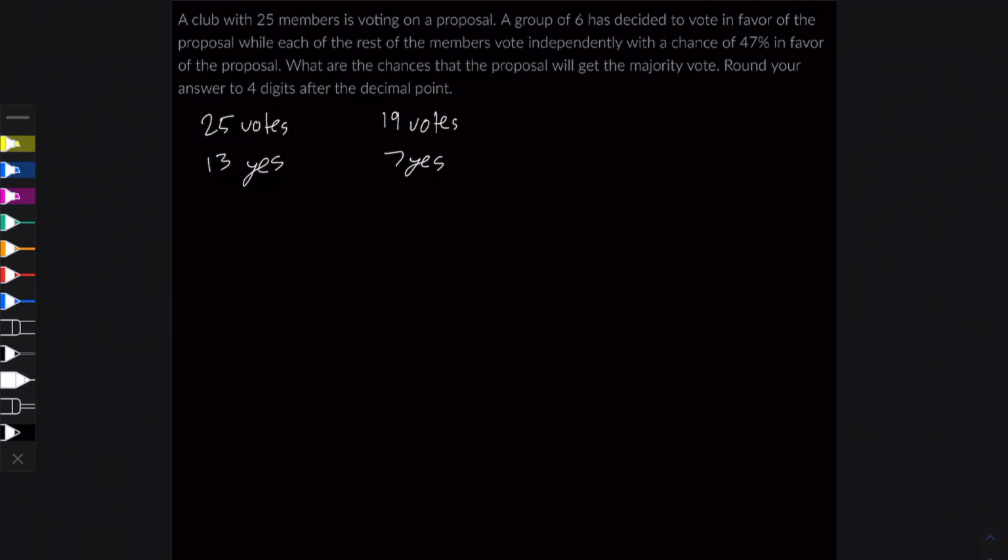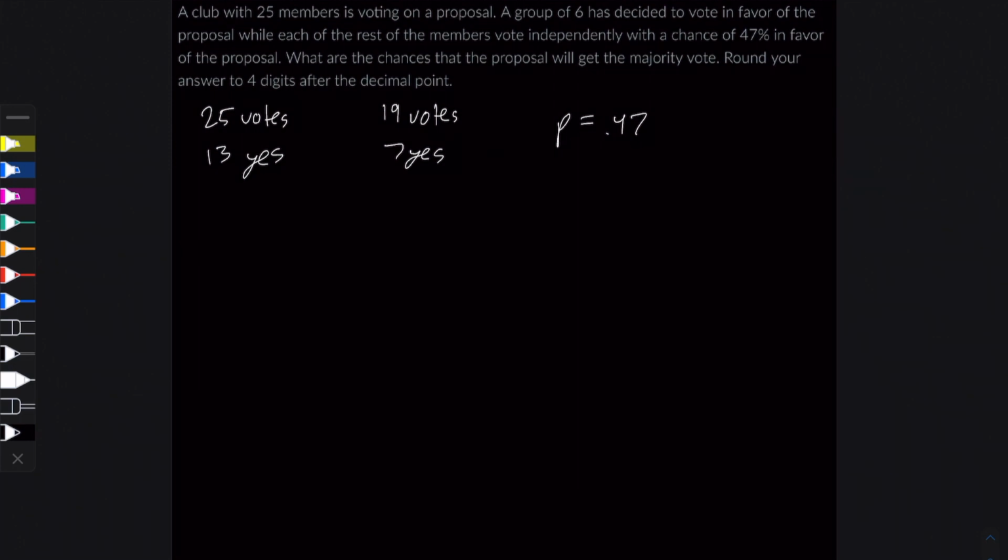And so we need the chances that the proposal will get the majority vote. And so to get the majority vote, you could have 7 yeses, you could have 8, 9, 10, 11, 12, all the way up to 19. But to not get the majority vote, you would have to have 6 or less votes. And so our p here, our probability of success, is 0.47, right? Because they have a 47% chance to vote in favor of the proposal.